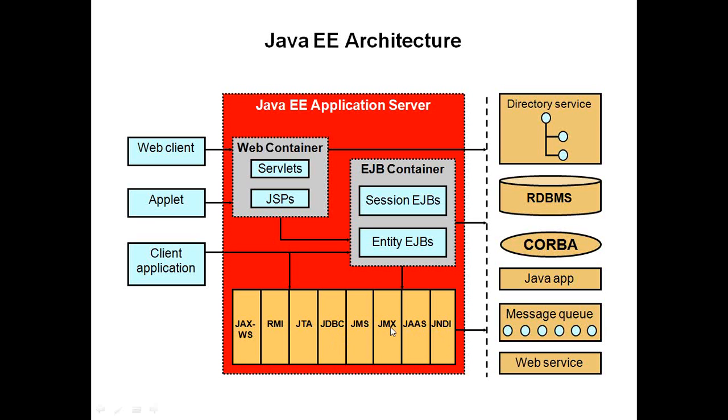JNDI, JAAS, JMX, JMS, JDBC, JTA, RMI, JAX-WS. JNDI is Java Naming and Directory Interface. JAAS, Java Authentication and Authorization Service. JMX, Java Management Extensions, which helps you do the monitoring part. JMS, Java Messaging Service. JDBC, Java Database Connectivity. JTA, Java Transactions. RMI, Remote Method Invocation. JAX-WS, Java web services. These services help you interact with the third-party integration products that the application server would integrate with. I'll give a live example, something like JNDI.